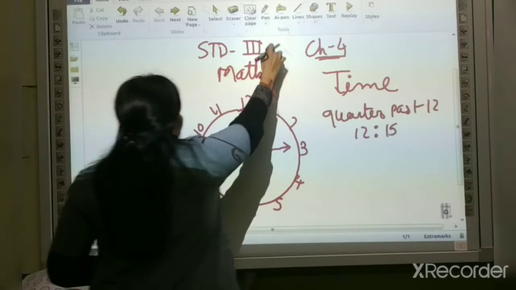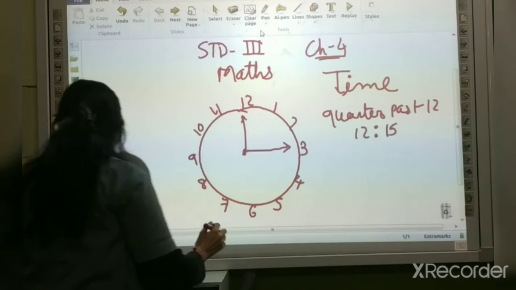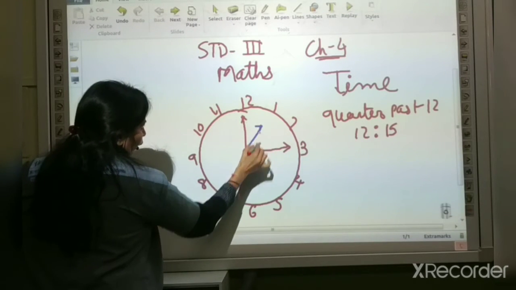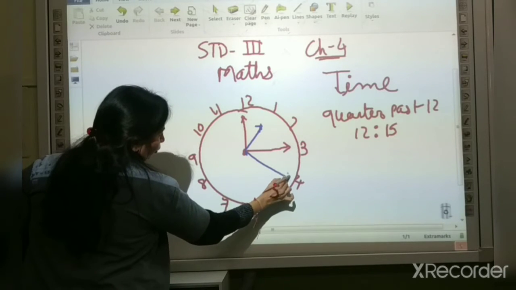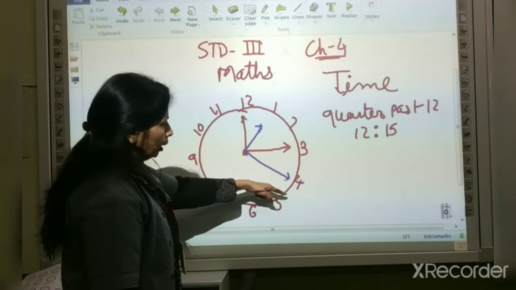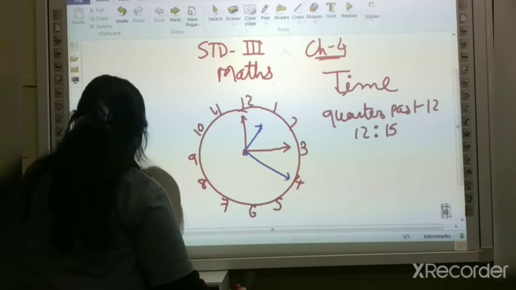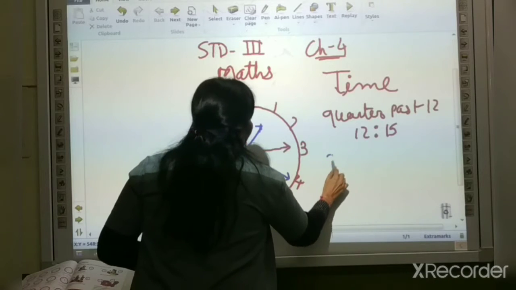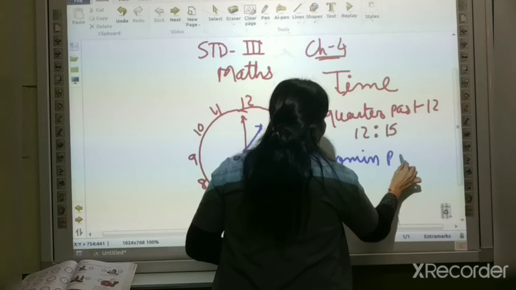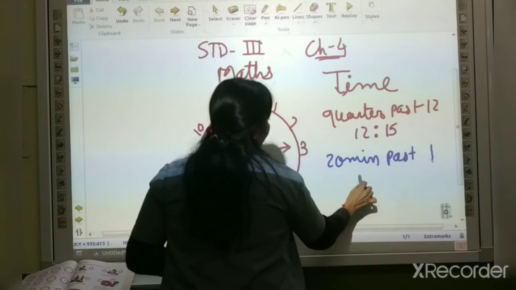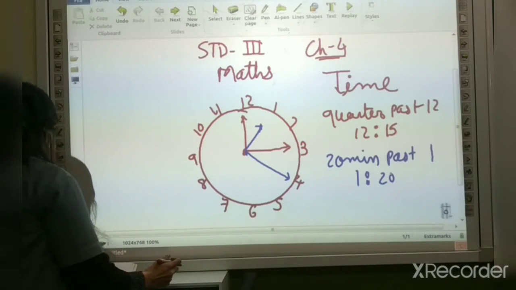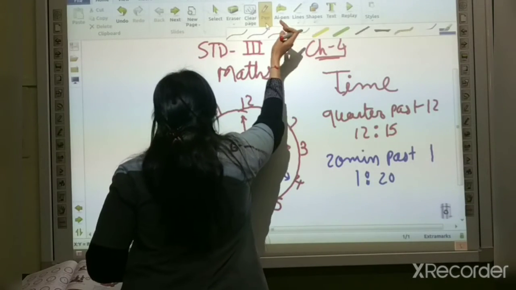Right? Now suppose small hand on 1 and big hand on 4. Right? So you know very well 5, 10, 15, 20. So you write 1 hour and 20 minutes, and also you write 20 minutes past 1, and you write also 1 hour and 20 minutes. Right?